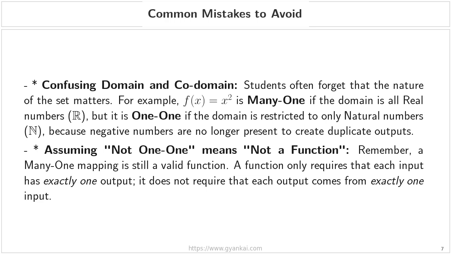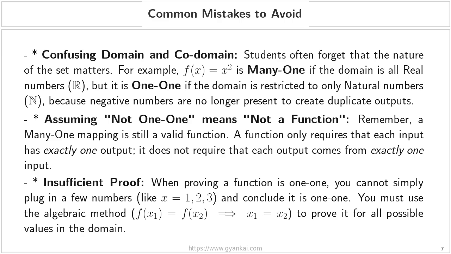Second, some students mistakenly assume that if a mapping is not 1-1, then it is not a function. This is incorrect. Please remember that a many-one mapping is still a perfectly valid function. The fundamental requirement for any function is simply that each input must map to exactly one output. It is perfectly acceptable for different inputs to share the same output. That is simply what defines a many-one function.